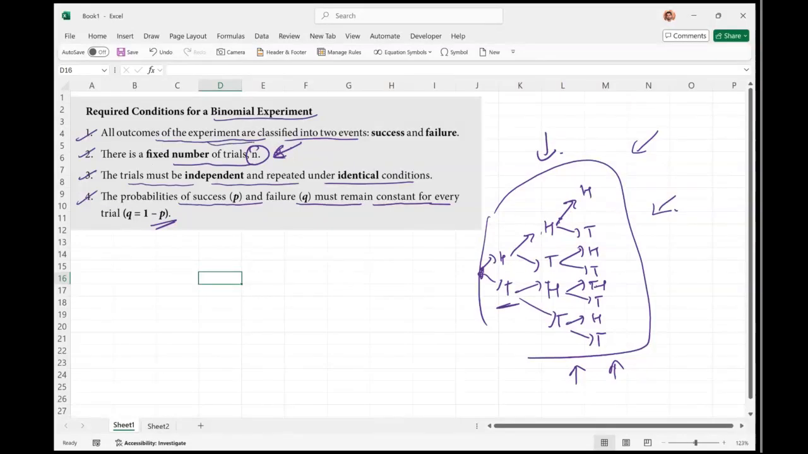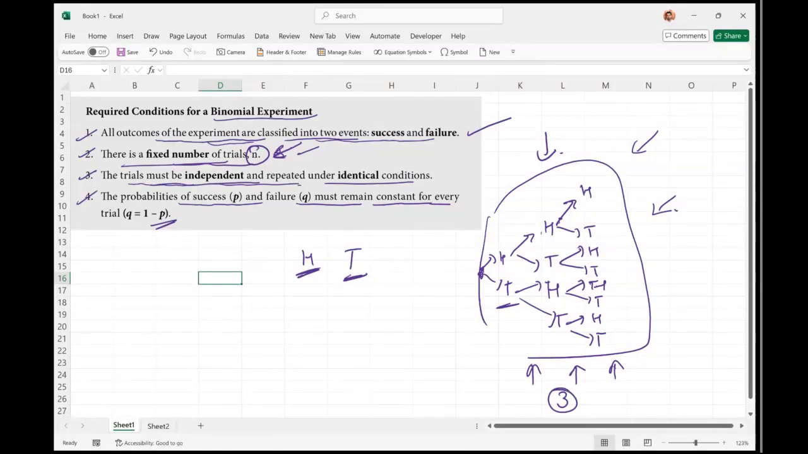So all outcomes in an experiment are classified into success or failure. Whenever we talk about tossing a coin, there is only head and tail. So there are only two outcomes. So the first one is satisfied. The second one is a fixed number of trials. Yes, in this case, we have three trials. So the second one is also satisfied.